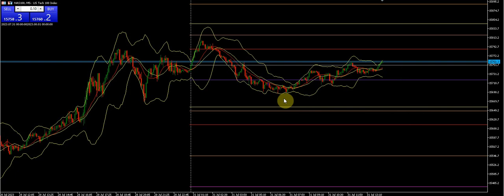So you don't want to get in no man's land unless the price action or some other piece of information is giving you that insight.